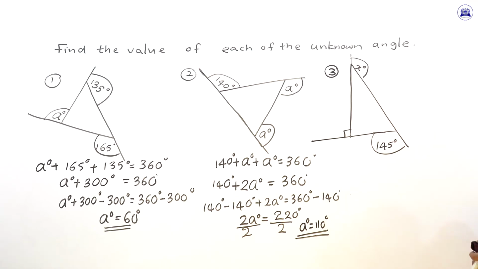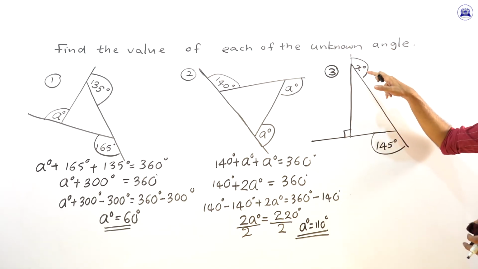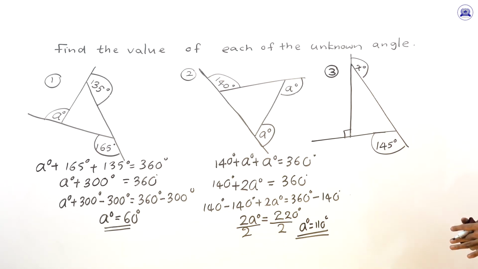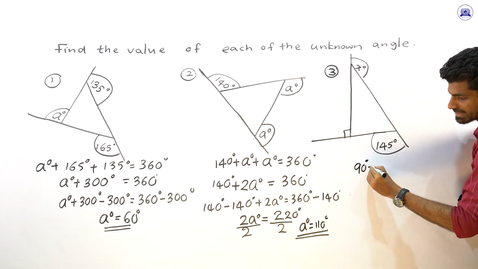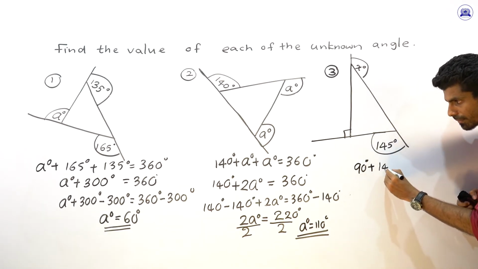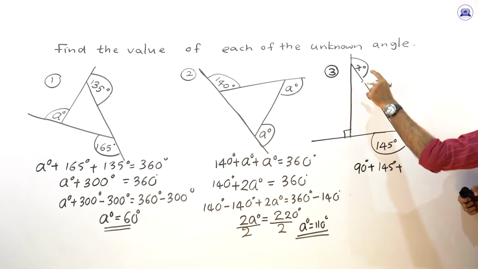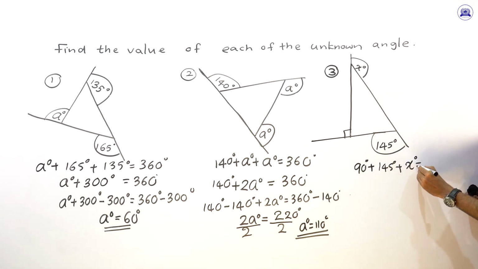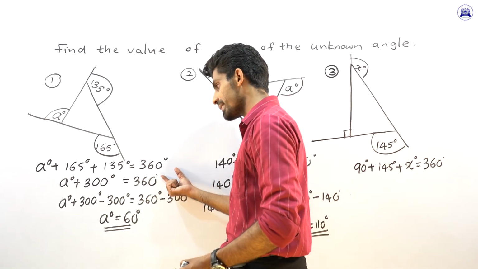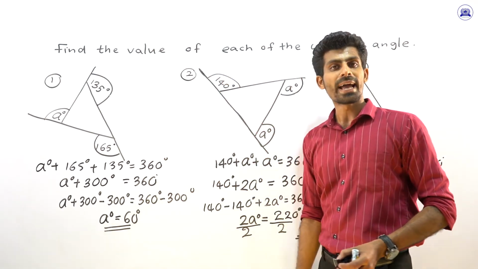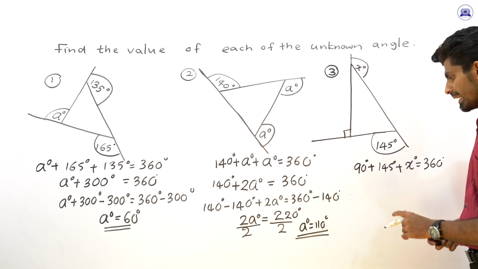Let's move to the last question. Find the value of each of the unknown angles. So you need to find x. That will be the last question on this part. 90 plus 145 plus x equals 360, because these are exterior angles of the triangle. So you need to mention the reason: exterior angles of the triangle.